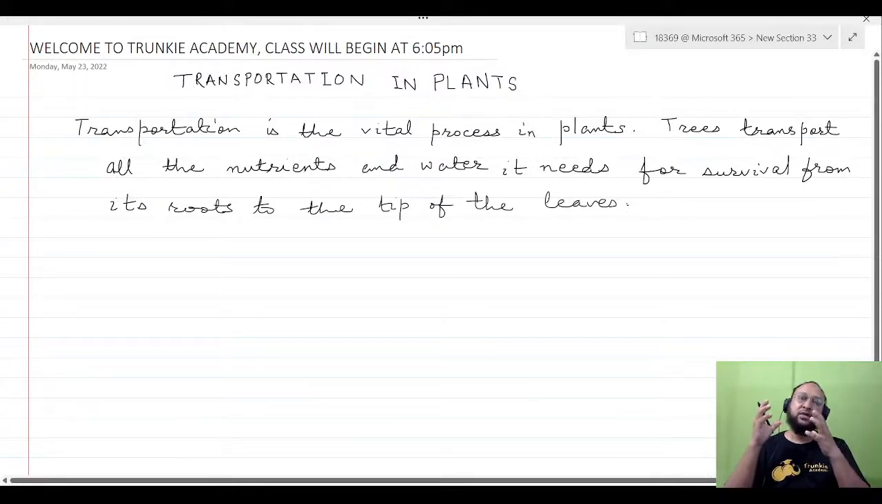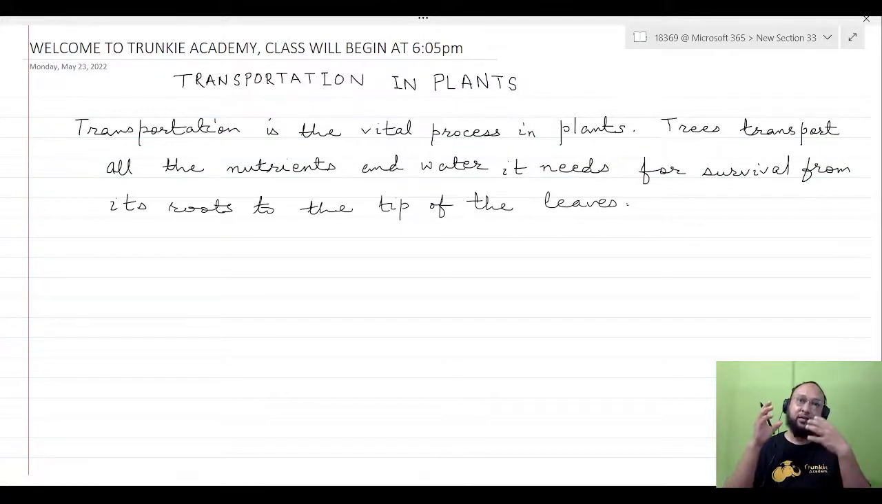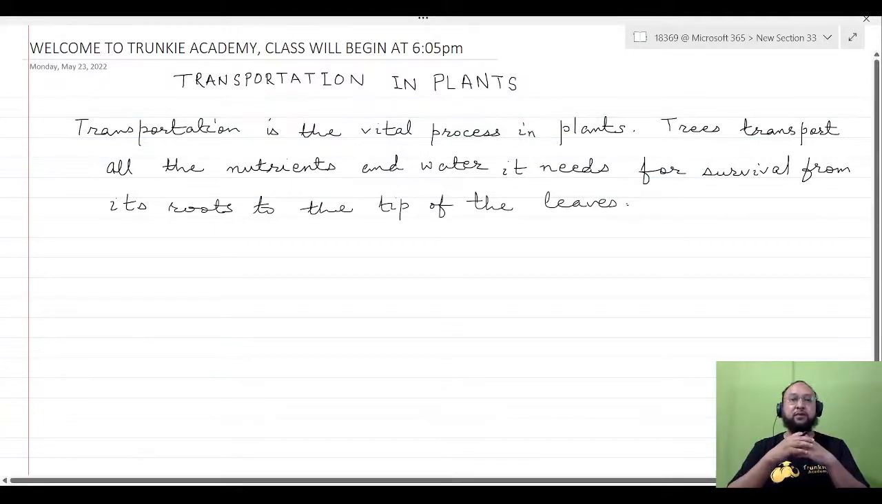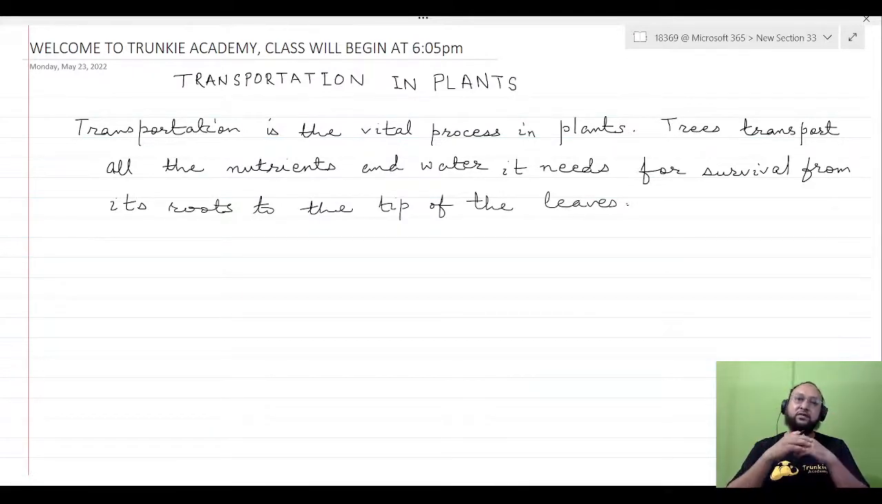Like blood in case of animals, in plants we have water acting as the transporting medium. Blood is the transporting medium in our body, so water is the transporting medium in case of plants. When water is absorbed from the soil, dissolved minerals are also absorbed. And the tall trees have specialized conducting tissue called vascular tissue, xylem and phloem, and with the help of this they are able to transport to the tip of the leaves.